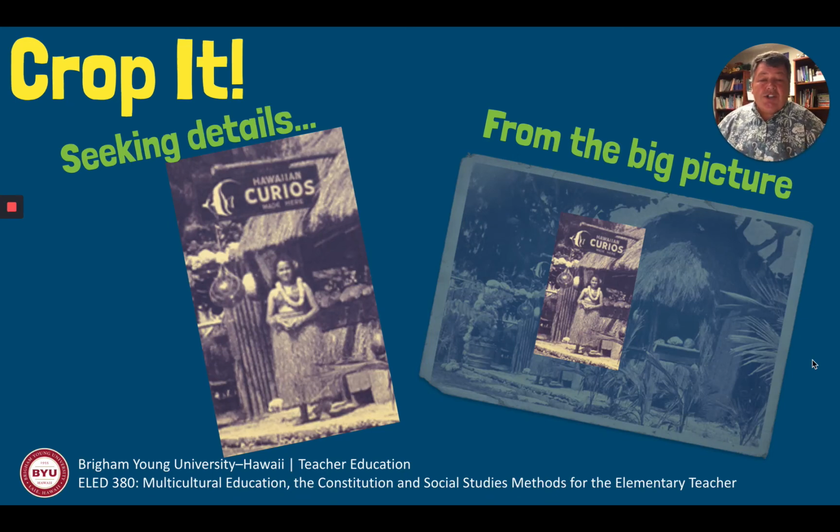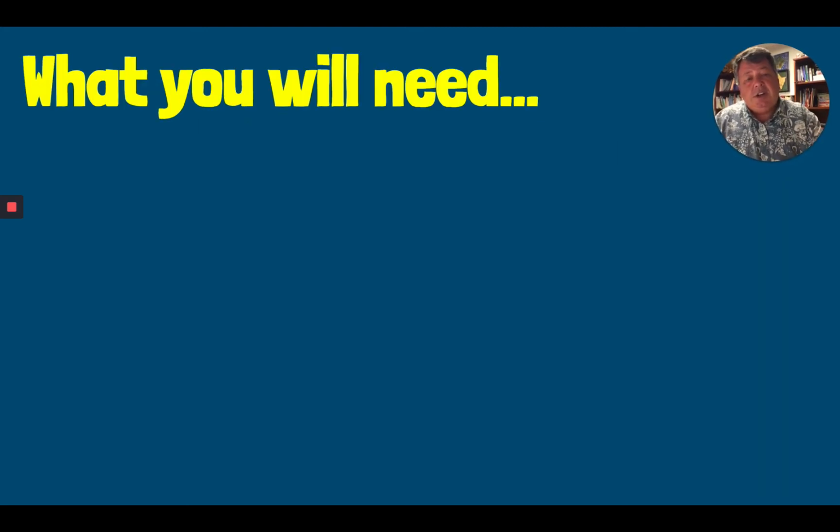Hey, it's Dr. Johnson, and I have another primary source activity for you called Crop It. This is an activity that will help students see details within a larger picture. You can use this with primary source photographs, images, posters, anything visual, even written text. So for this activity, you are going to need two things.